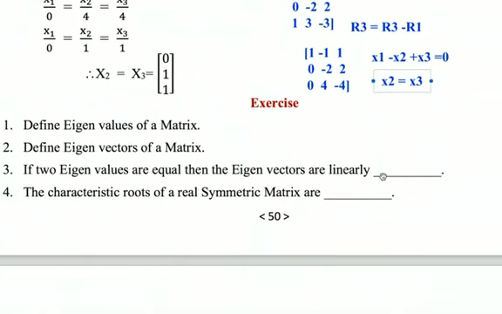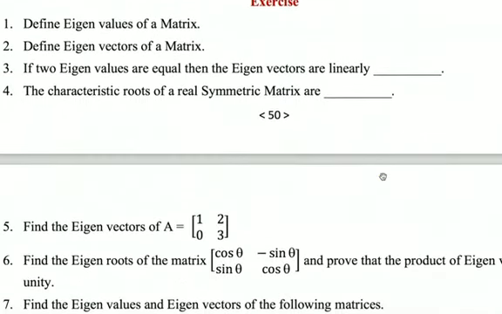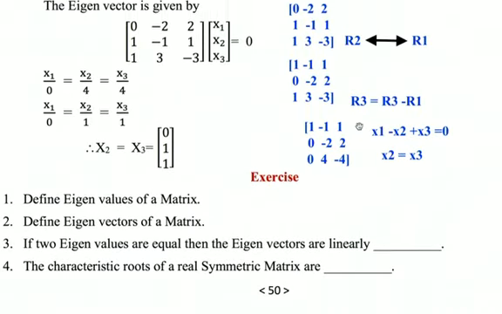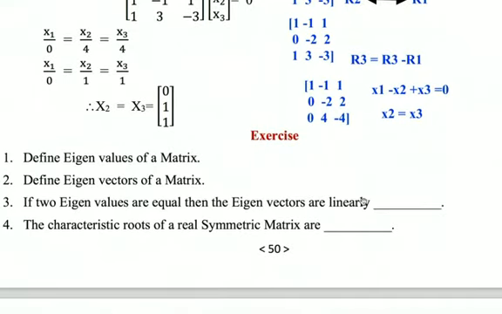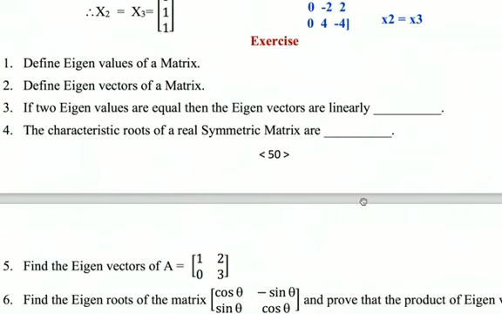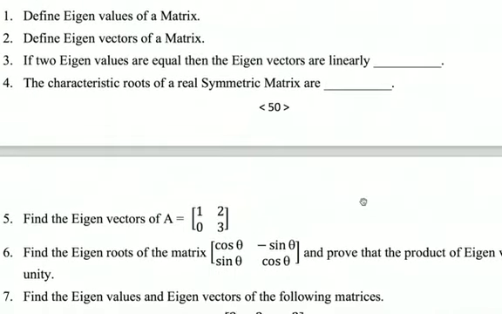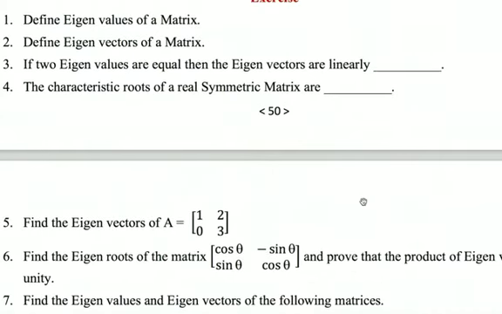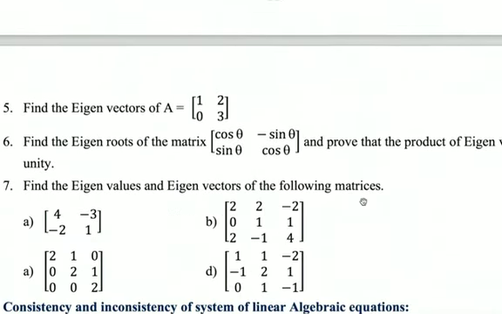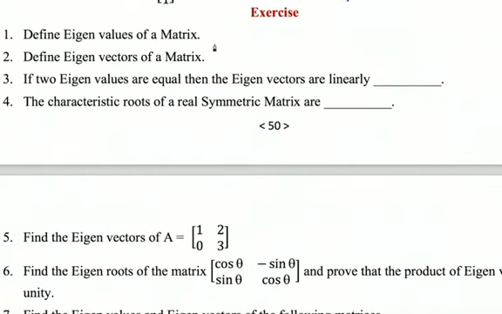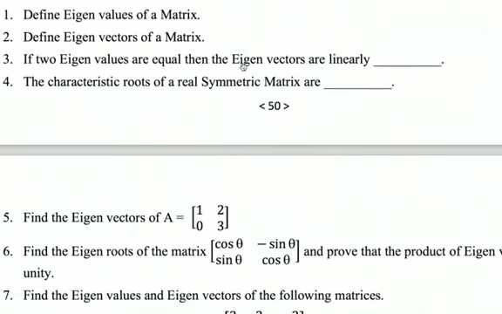That's it, guys. Eigenvectors are not very difficult to find, but you need to do all these required steps: converting the matrix into row echelon form, finding the equations, and from that reducing the values of x1, x2, x3. Right. What is this? Define eigenvalues of a matrix. The definition is already there on the top. Define eigenvectors, that is also there.